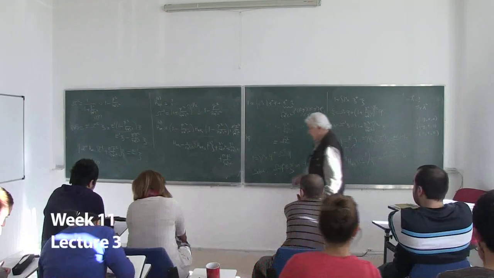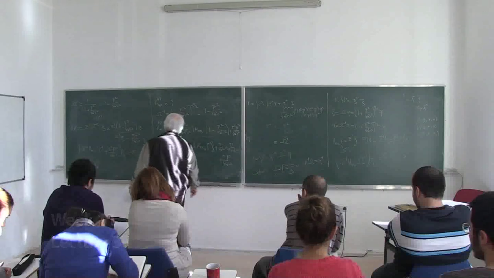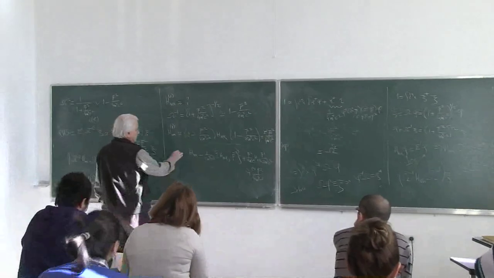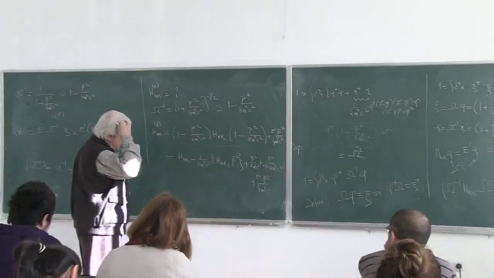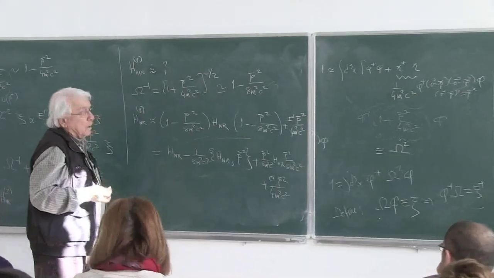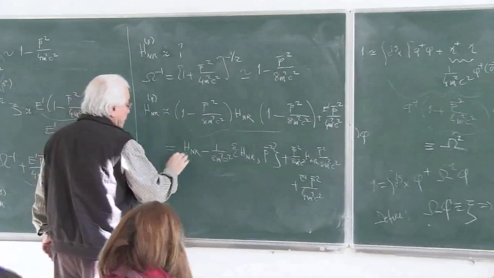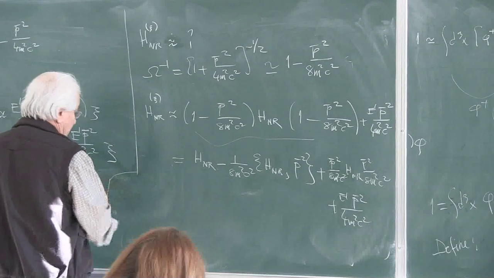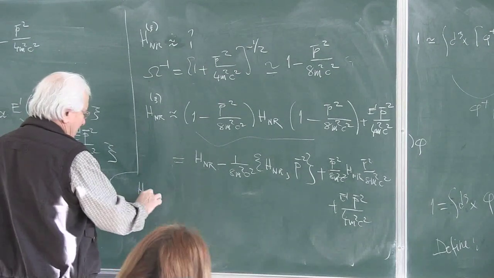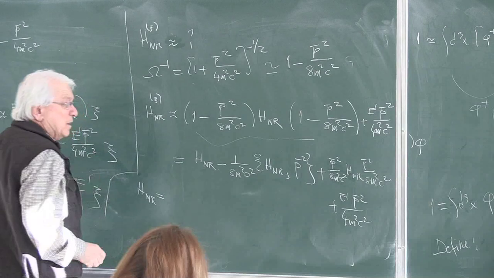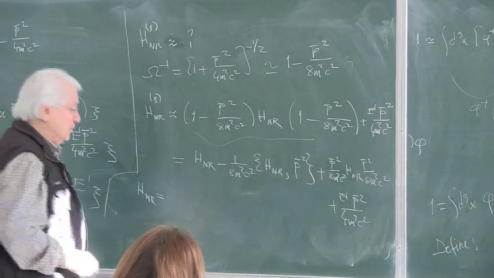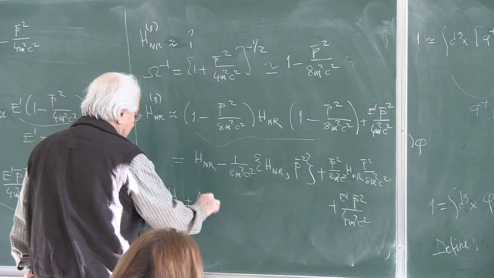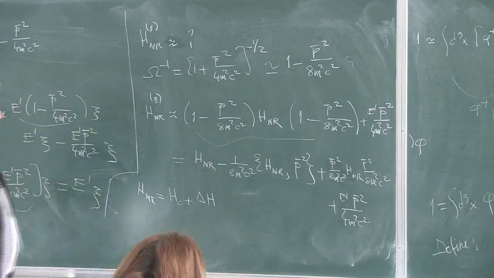Okay, now let's count the orders. Remember the form of H_NR? We had the usual H plus a delta H term. That is the H_NR.